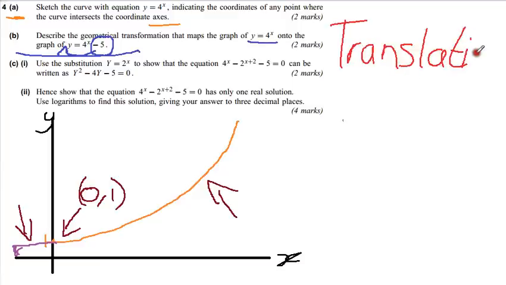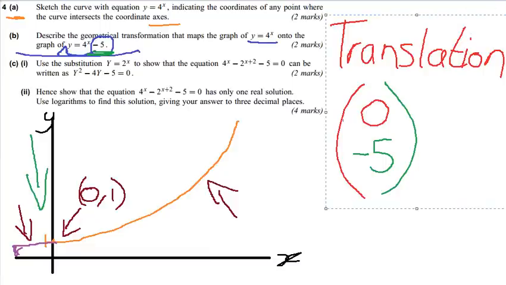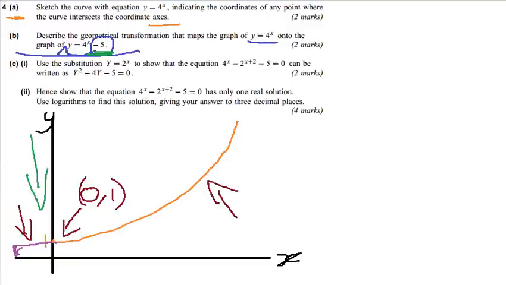So we have a translation. 1 mark. And we are going to move this whole shape 0 in the x direction, because it's not affecting the x. And then it's going down 5, because you've got minus 5 in the y direction. So it's going to go down 5 places. So minus 5. 2 marks. Couldn't be easier, I don't think. So let's get rid of that again. Good. So question C, part I, part 1.